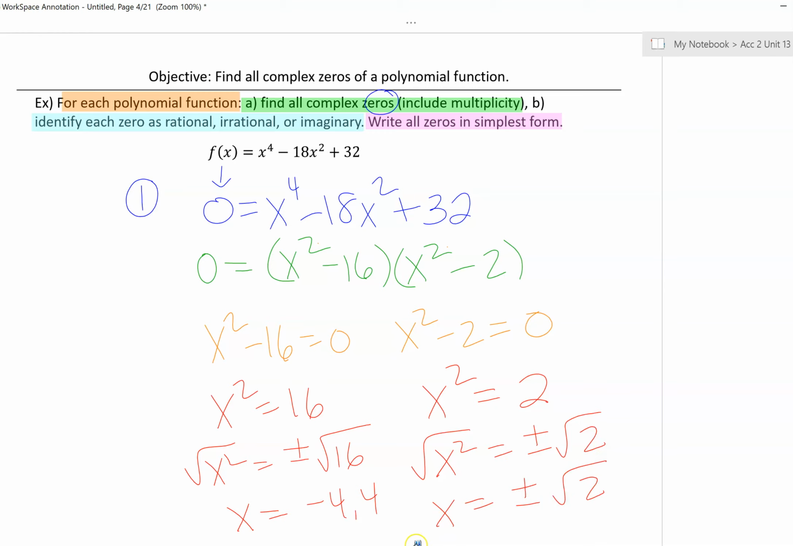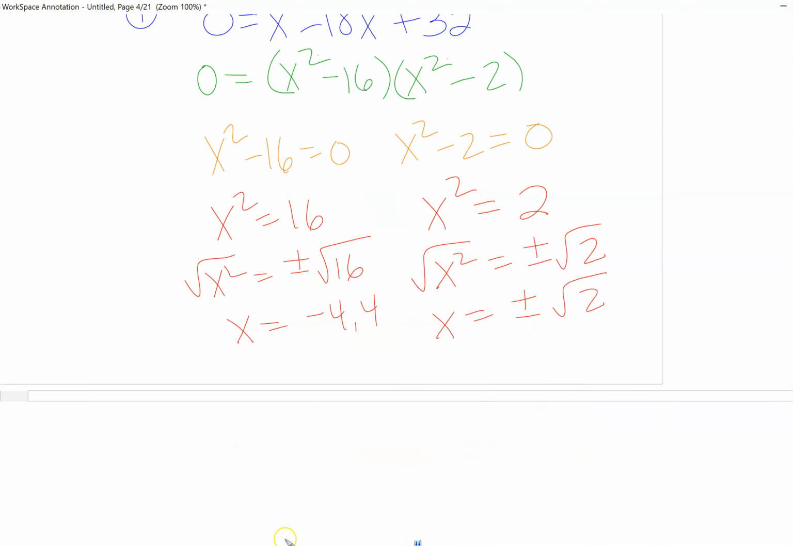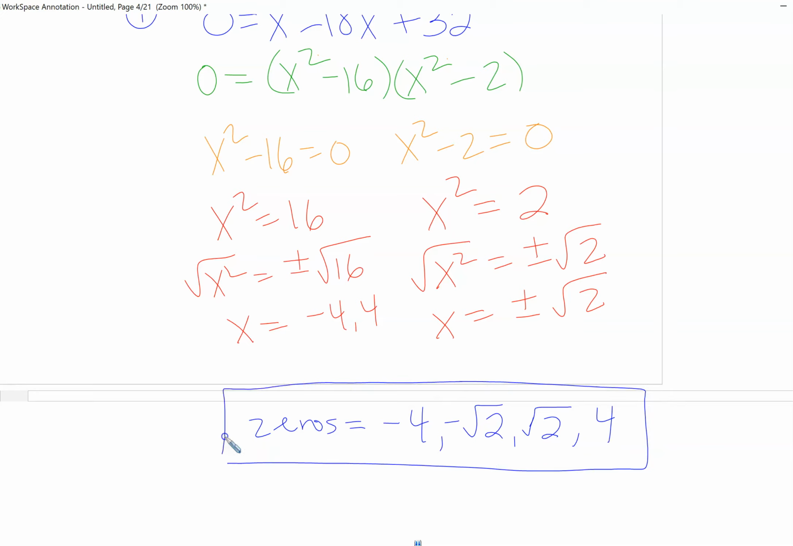Now, if we write these from least to greatest, we should realize that -4 would be our smallest zero, and then our negative square root of 2, and then our positive square root of 2, and then our +4 is our largest, and we have no multiplicity this time. So that finishes that problem. All right, let's take a look at another one.